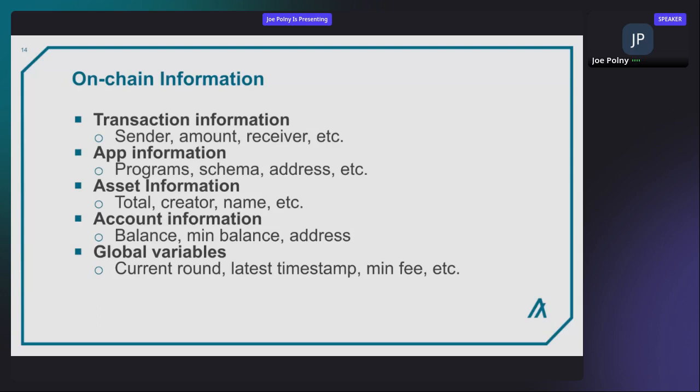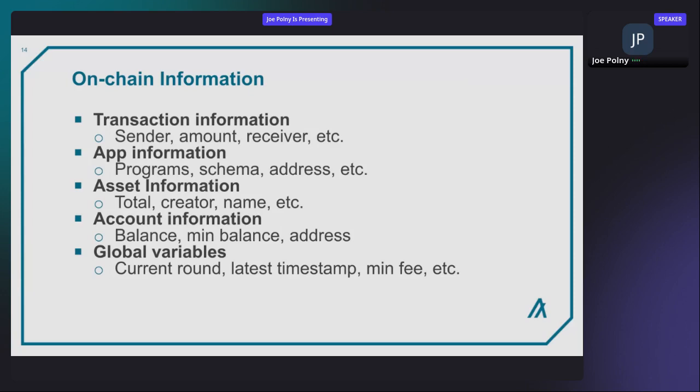And then you also have asset information. So if you're wanting to look up information about an NFT or a fungible token, you can learn about who the creator is, how much of it exists, how much is in circulation, the name, etc. And then you can get account information. So for any given account, you can see what the current balance is, what the minimum balance is. And this is basically the minimum balance it must maintain in order to participate or in order to function in the network. And then you can get the address for the account. So this is the address that you know, send funds from.